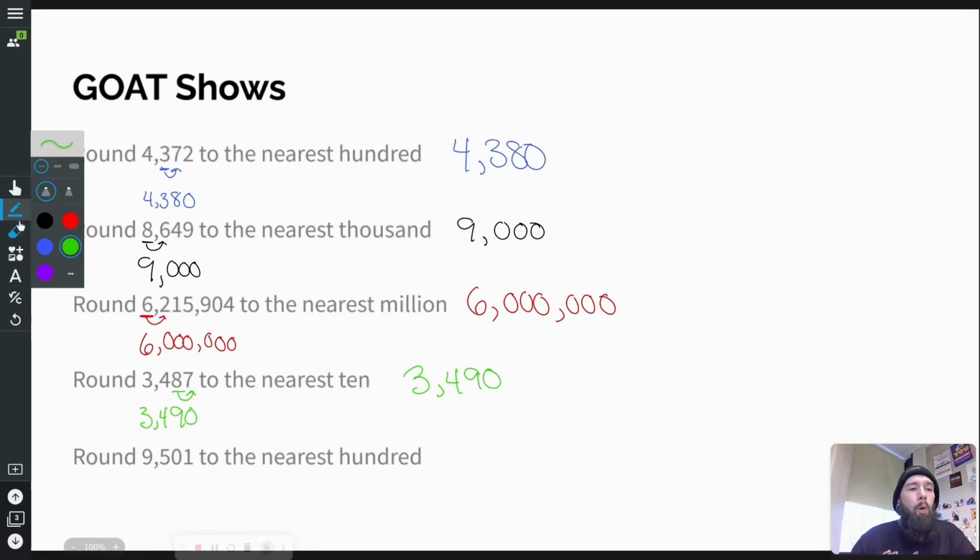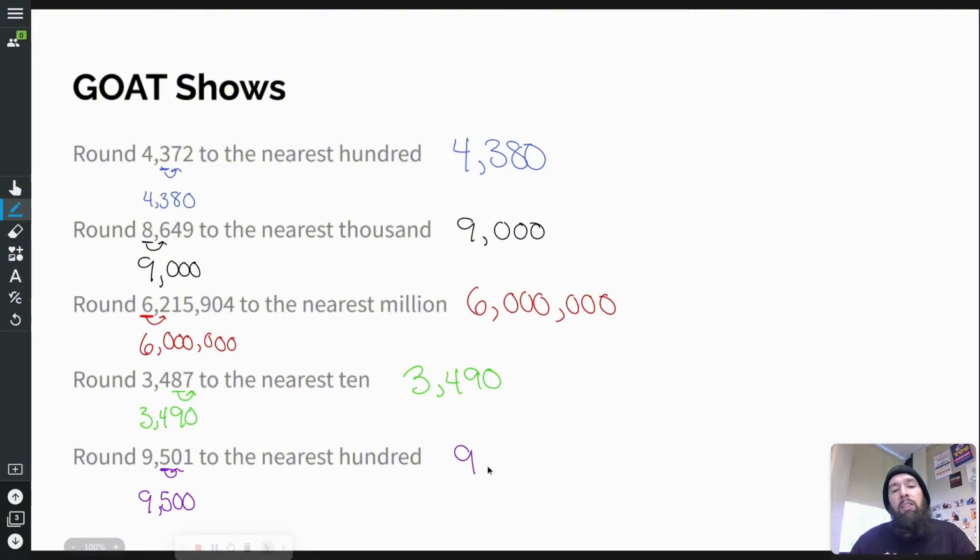All right? One more that we're going to do together, and then you're going to try some on your own. Round 9,501 to the nearest 100. So we've got ones, tens, hundreds, so that's my 5 right there. Look to the right of 5. 0 is 4 or below, so we're going to let 5 go. Keep that 5 as a 5. Turn everything to the right of 5 into zeros, and everything to the left of 5 exactly the way they were. So 9,501 rounded to the nearest 100 is 9,500.